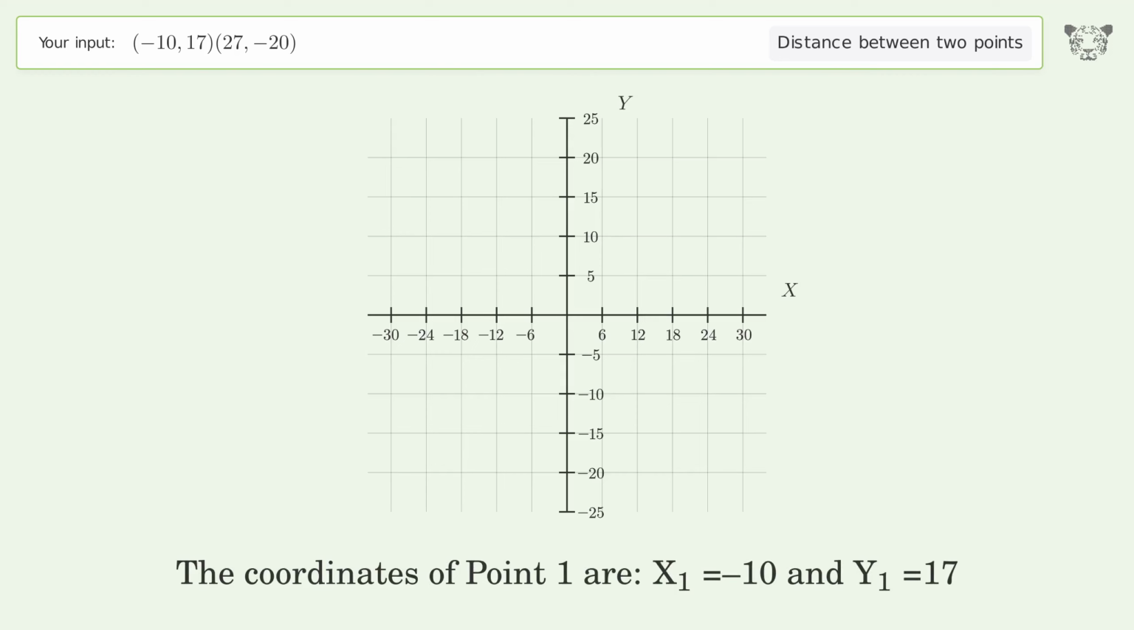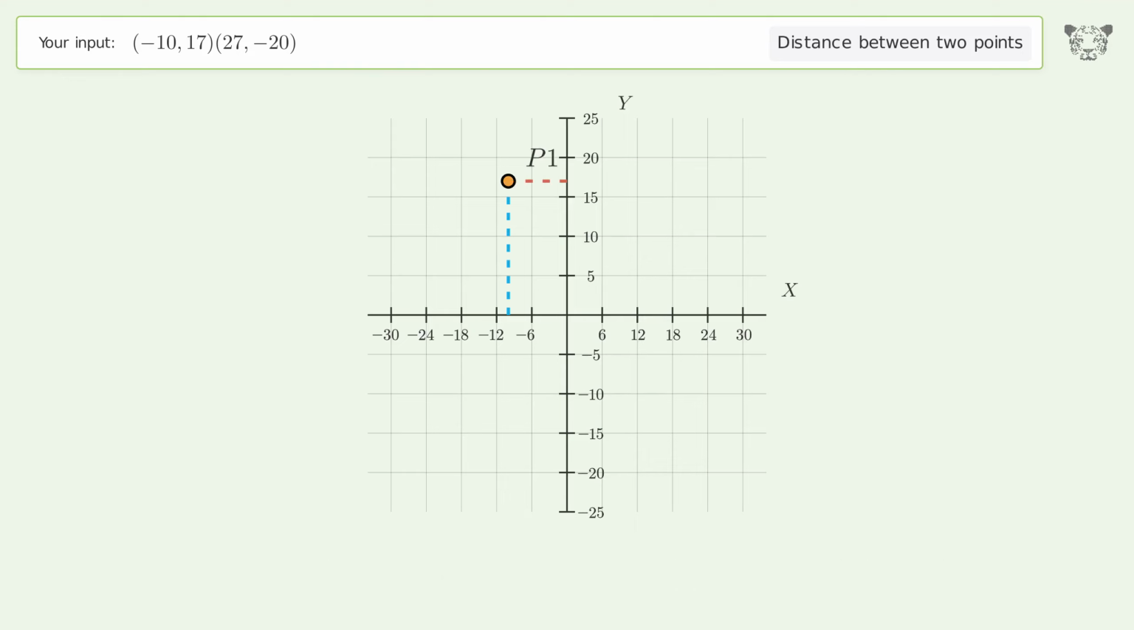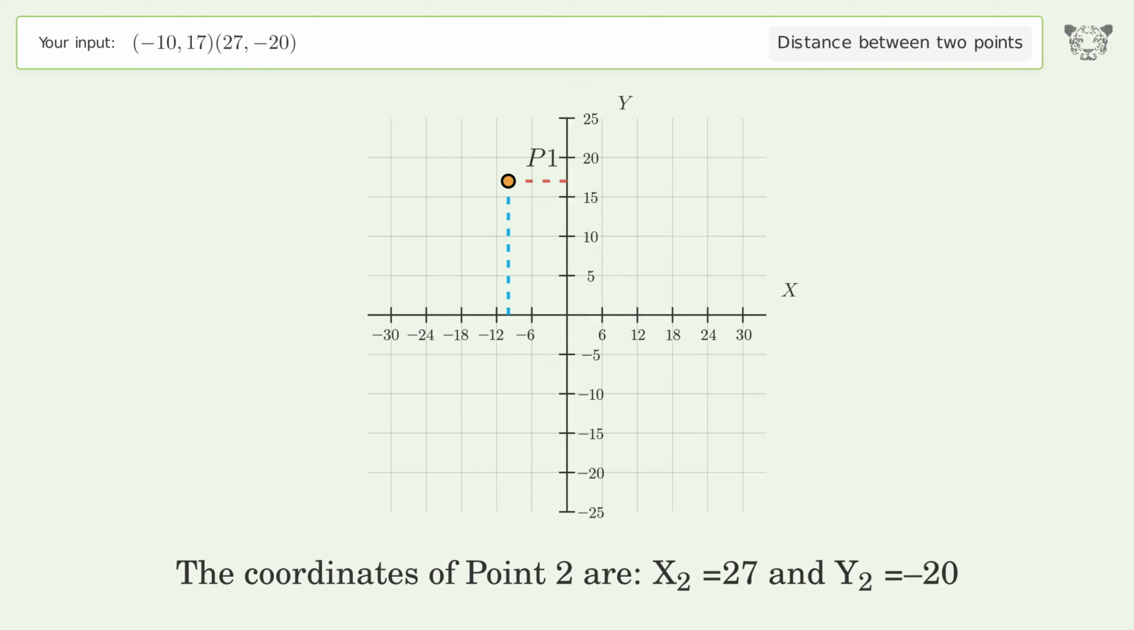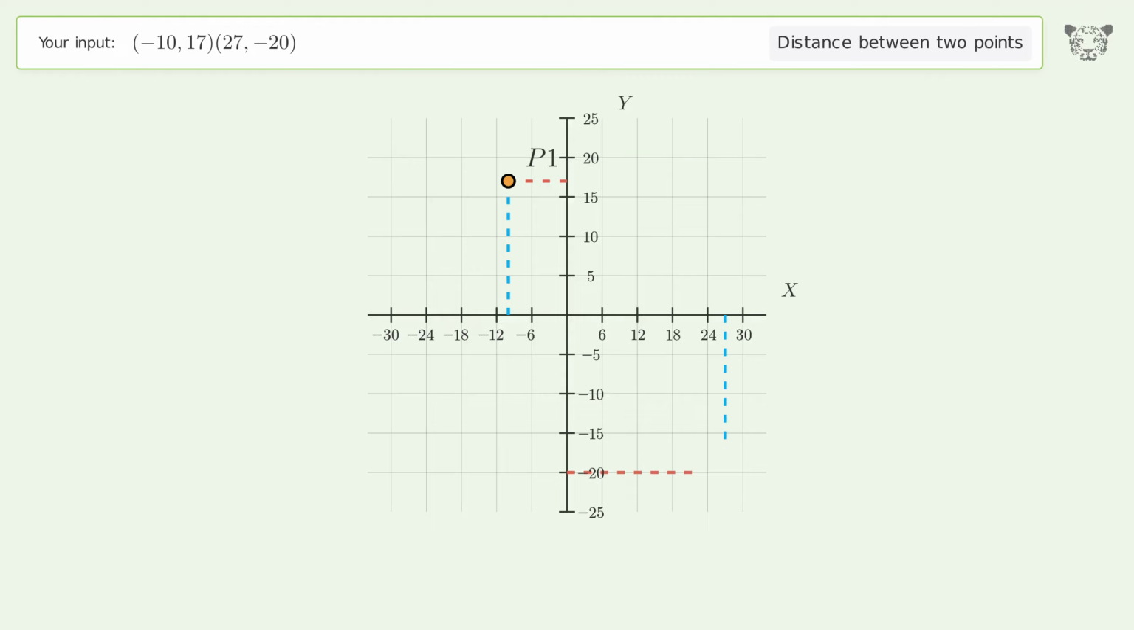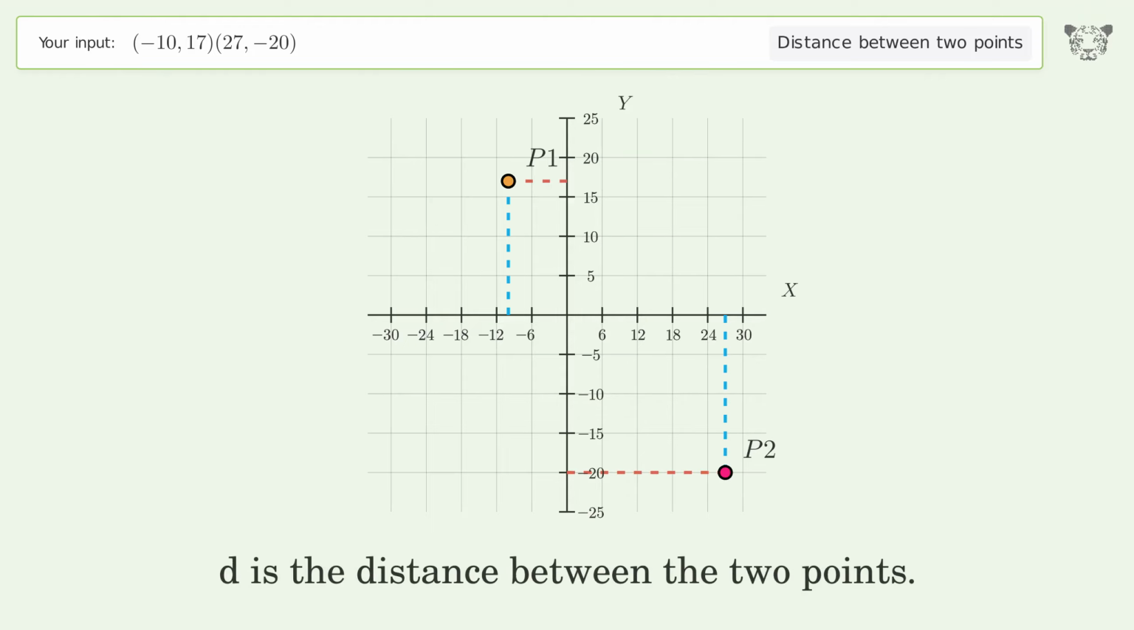The coordinates of point 1 are x1 equals -10 and y1 equals 17. The coordinates of point 2 are x2 equals 27 and y2 equals -20. D is the distance between the 2 points.